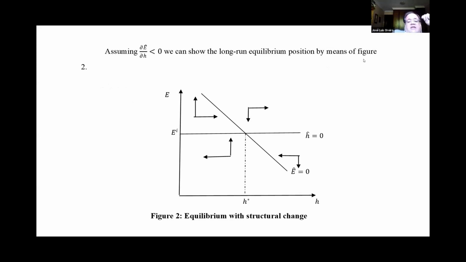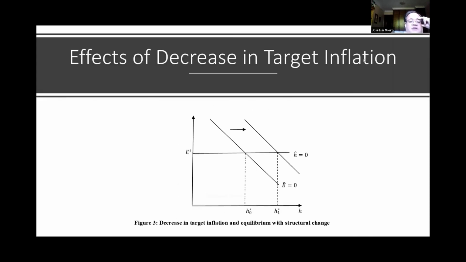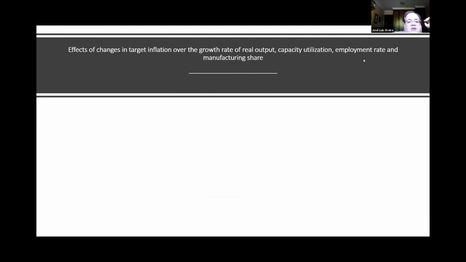Well, the dynamic system for structural change is represented in figure 2. It is a stable equilibrium. It is shown by a theorem presented in the paper. The most interesting result is that a decrease in inflation targeting shifts the E hat curve to the right, increasing the steady state level of manufacturing share in output.